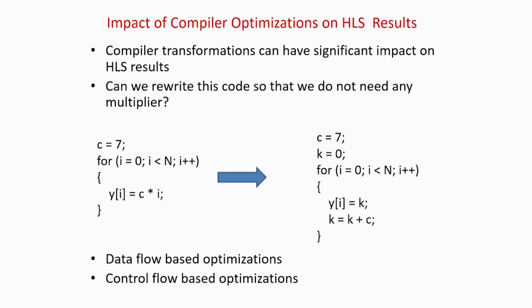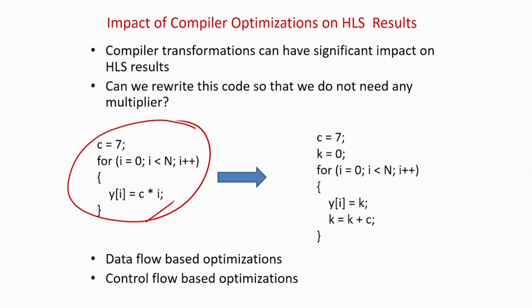As we go to a higher level of specification or representation of circuits, there will be a lot of compilation involved. When there are a lot of compilers involved, there will also be a lot of compiler optimizations coming into the picture. For example, this is a simple C code: c equal to 7, for i equal to 0 and so on, y[i] equal to c star i. But again this requires a multiplier, and a multiplier is larger in circuit.